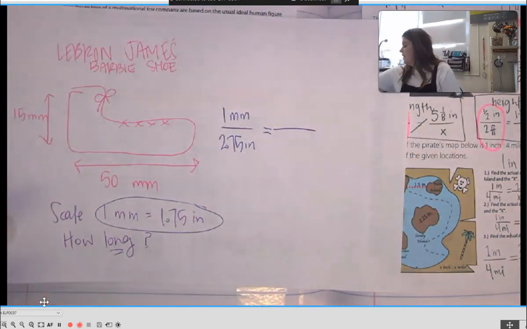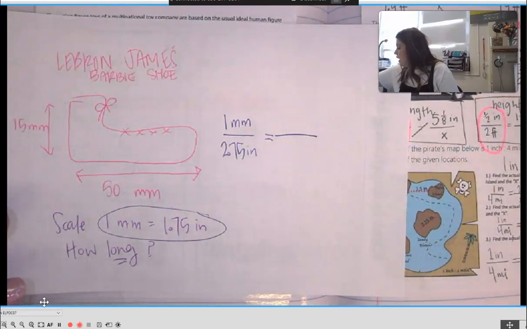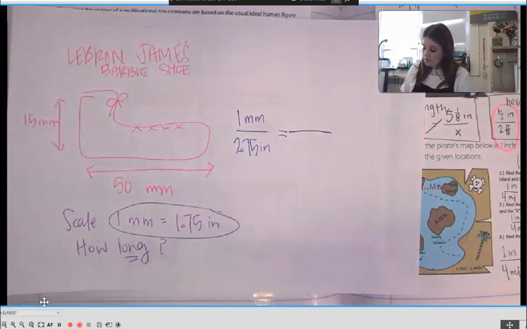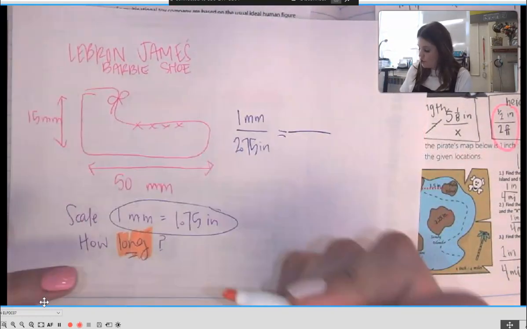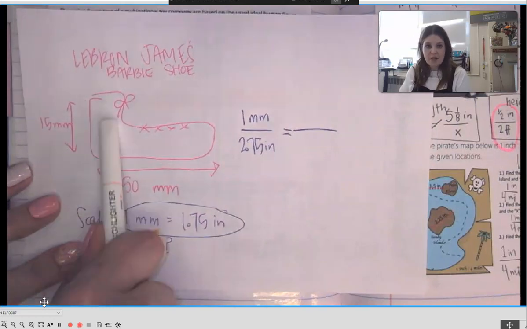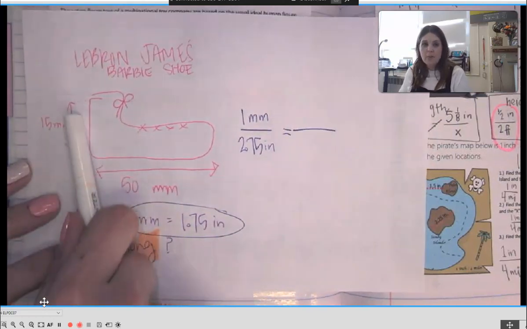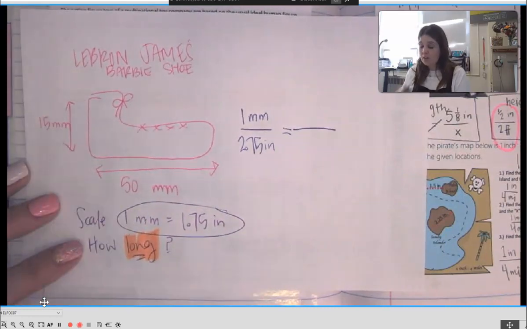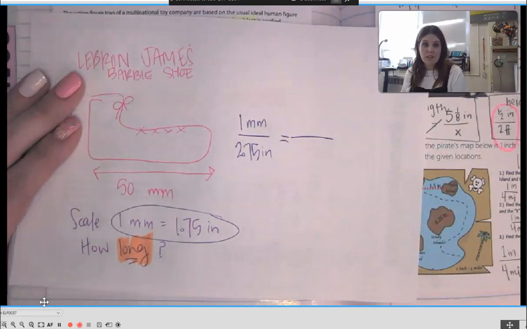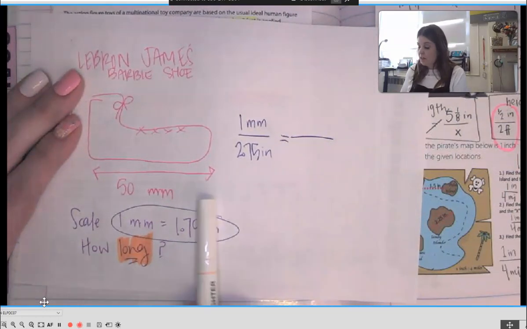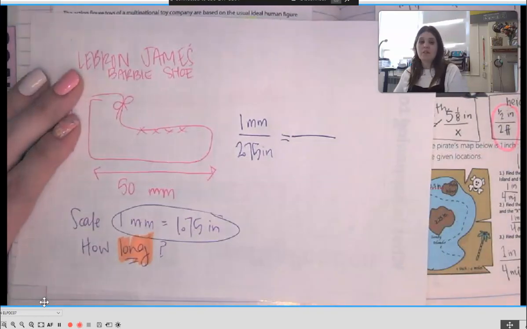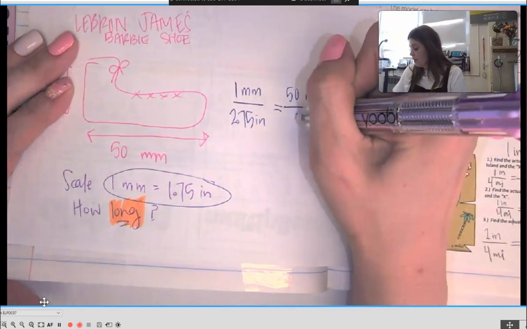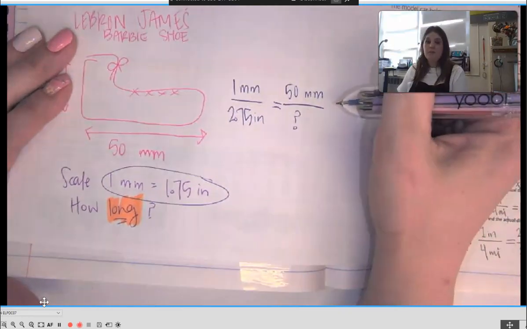But the key here is that they want to know how long the real shoe is. Well, this problem often confuses you guys because they give you the length and the height. But we don't care about the height. They have given us both dimensions to try to confuse us, and we are not going to be confused. So it turns out I can completely ignore this number because all we care about is the length. So I'm going to put 50 millimeters right here, question mark in the bottom.